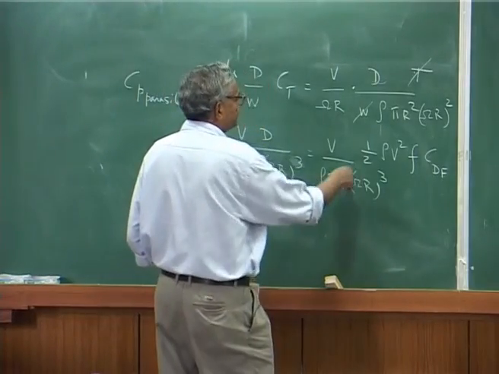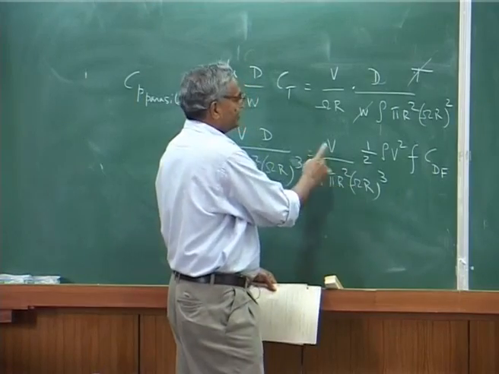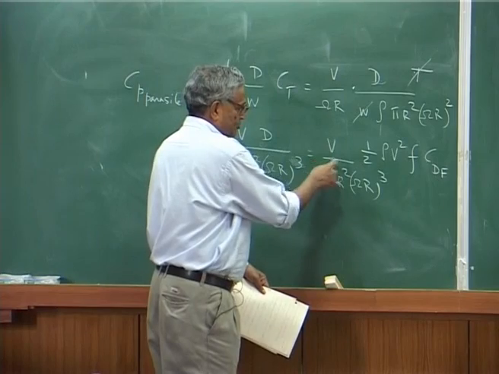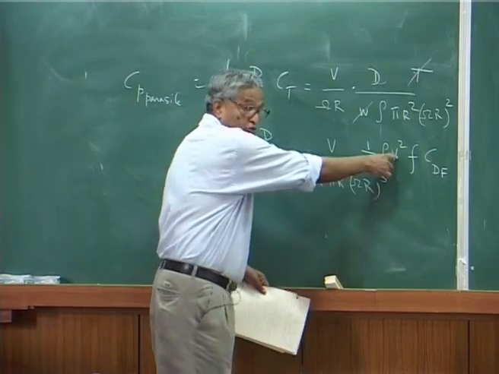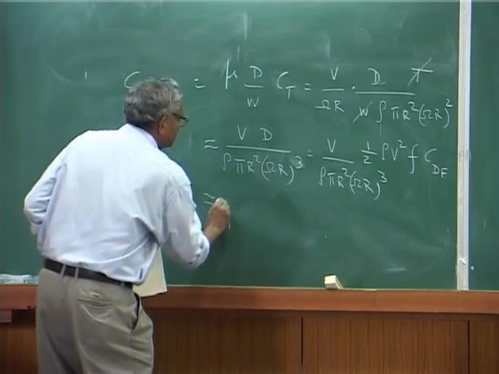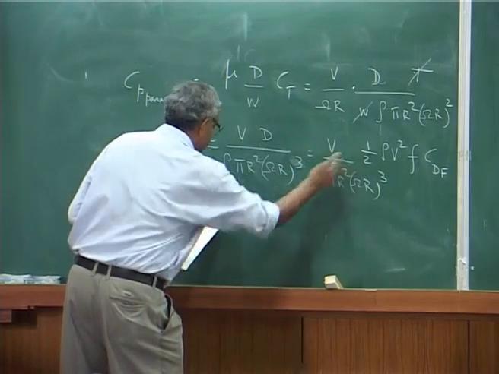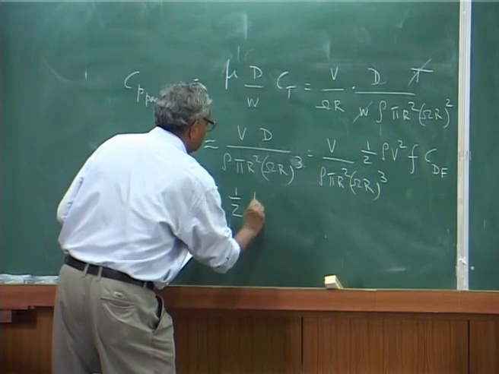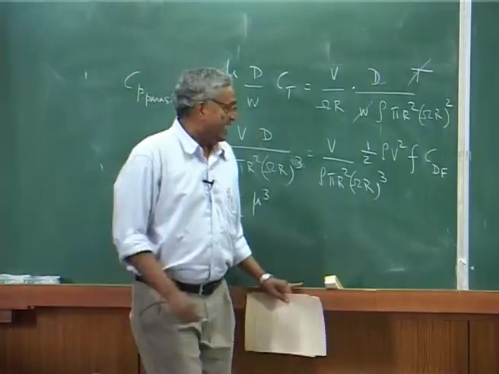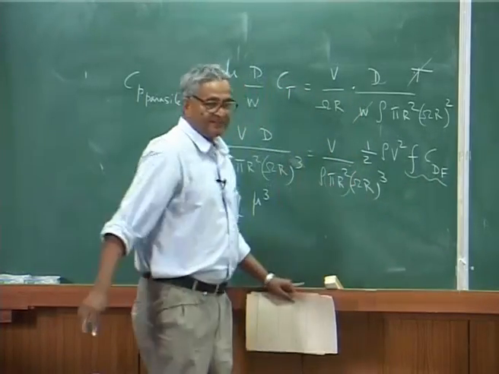Now, if you cancel out, because V over omega r, you know that this is V cube over omega r cube, that I am writing approximately as mu cube. But there is a factor half, so half mu cube f CD over pi r square.